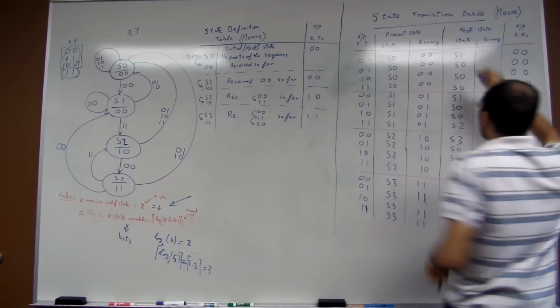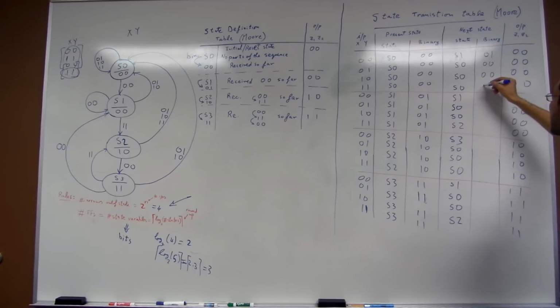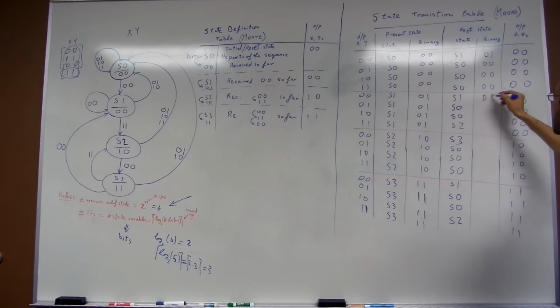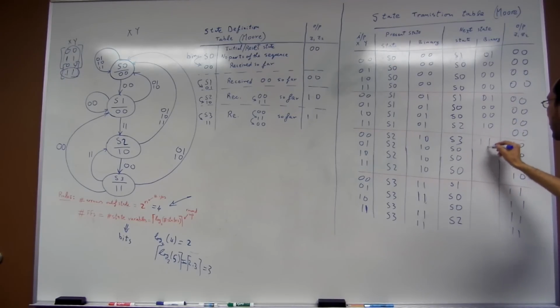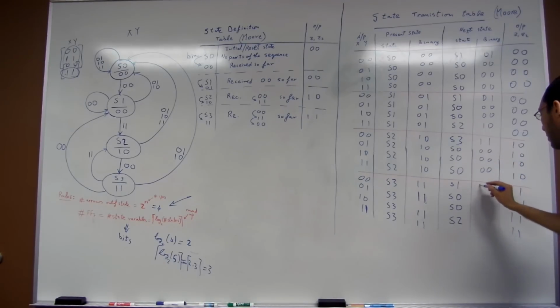Similarly, I'm going to do the same thing for the next state. S1 is defined as 01. S0 is 00. S1 is 01. Okay, and this is a 10.